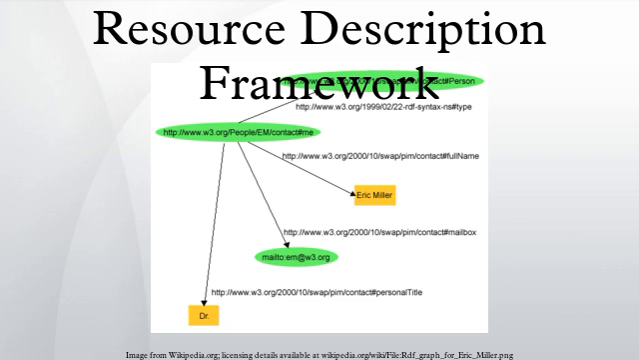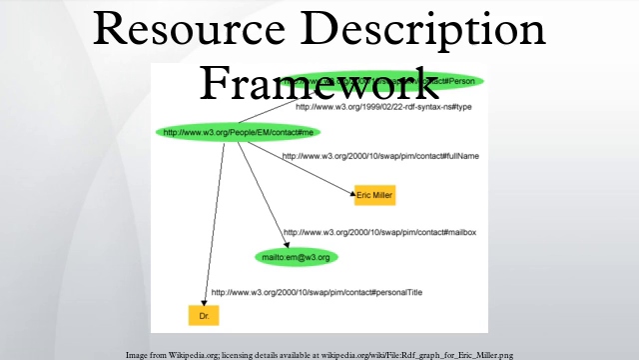The Resource Description Framework is a family of World Wide Web Consortium specifications originally designed as a metadata data model. It has come to be used as a general method for conceptual description or modeling of information that is implemented in web resources, using a variety of syntax notations and data serialization formats. It is also used in knowledge management applications. The RDF 1.1 specification was published in 2014.